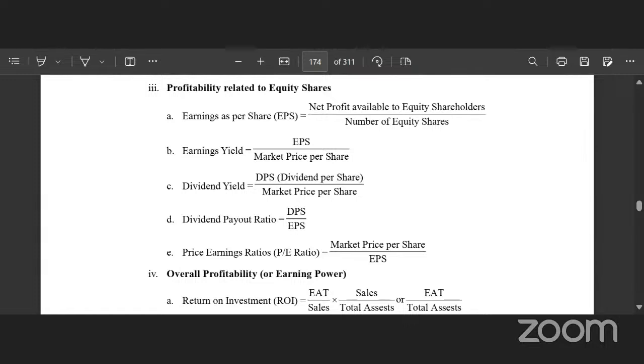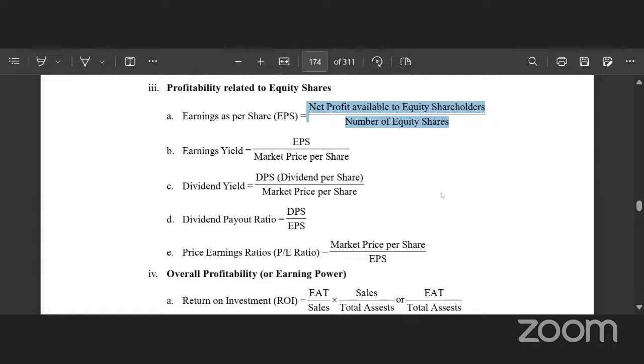So, profitability related to equity shares. Earnings per share is net profit available to equity shareholders divided by the number of equity shares. Once you know earnings per share, you can calculate earnings yield, which is EPS divided by market price per share. Dividend yield is DPS by market price per share. Dividend payout ratio is DPS by EPS.